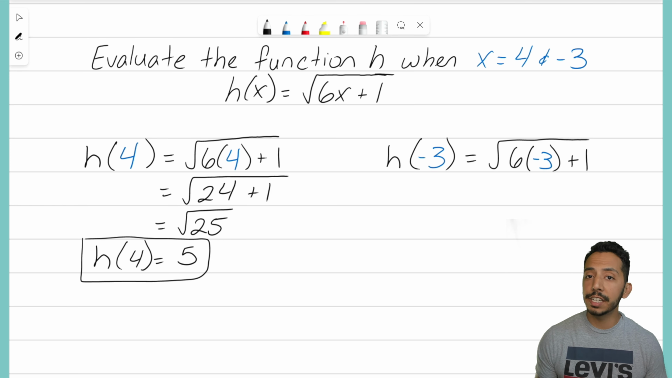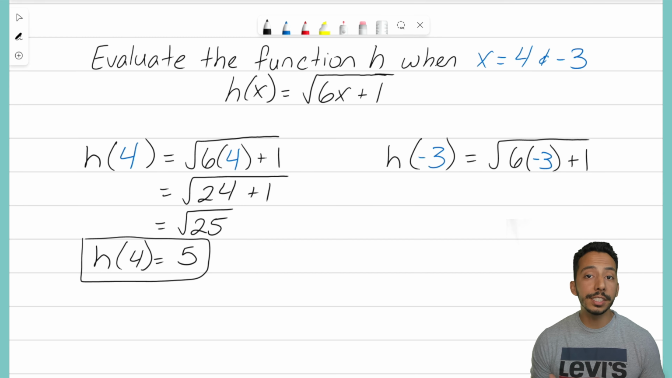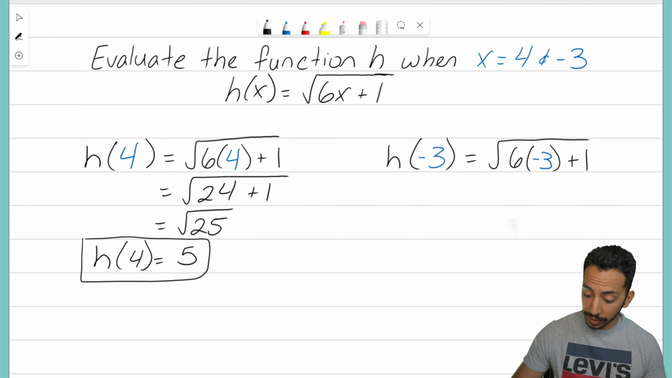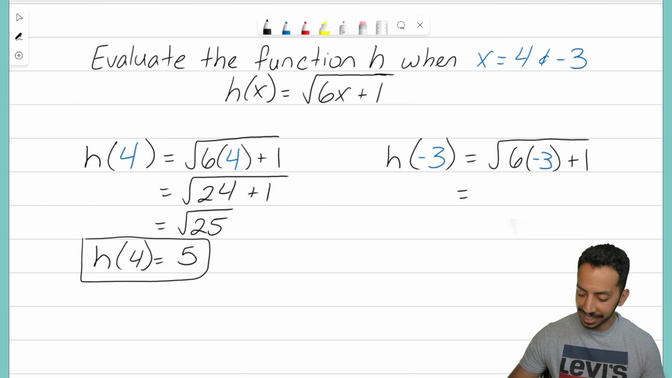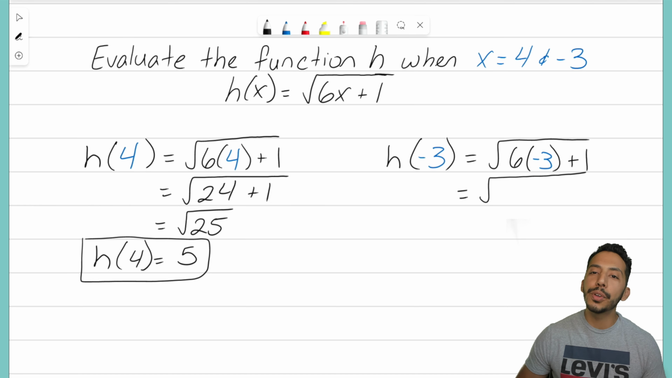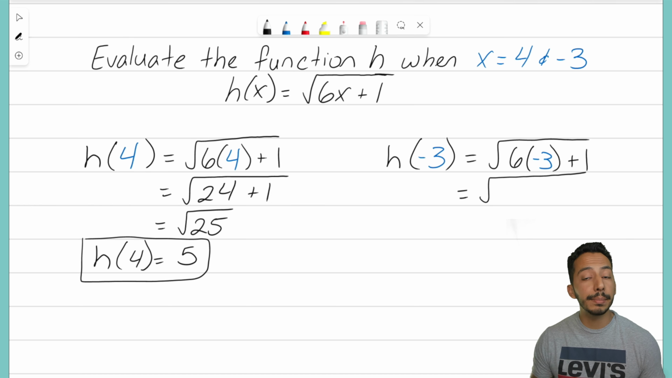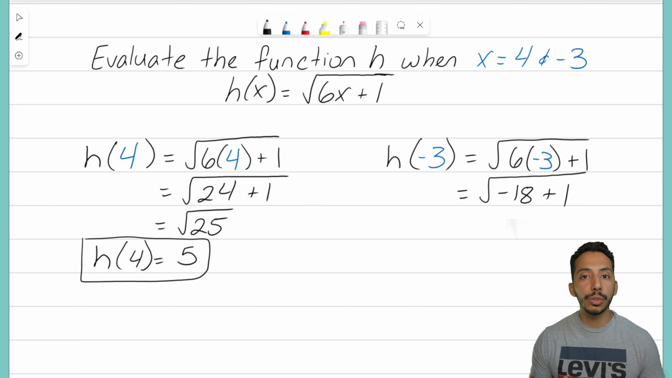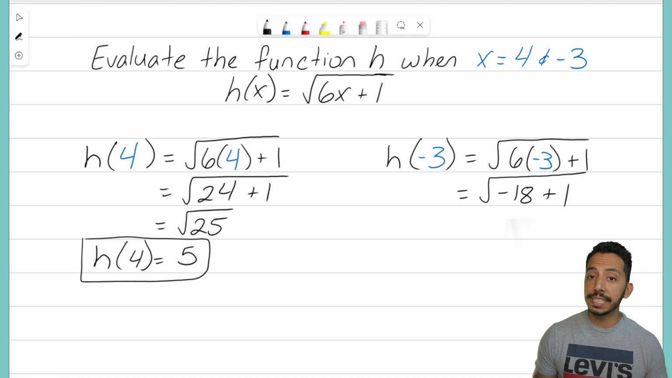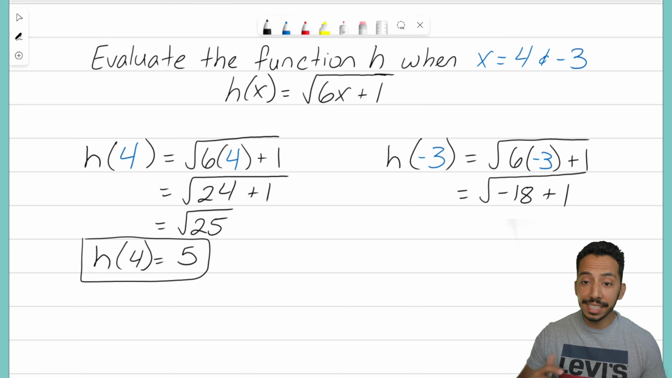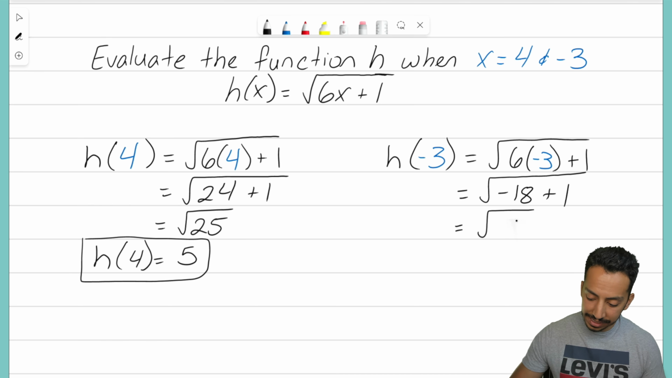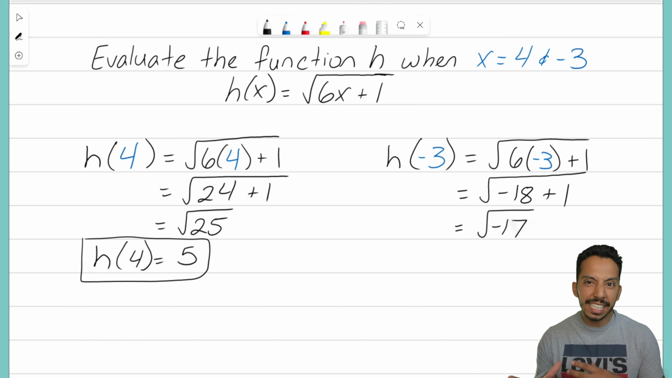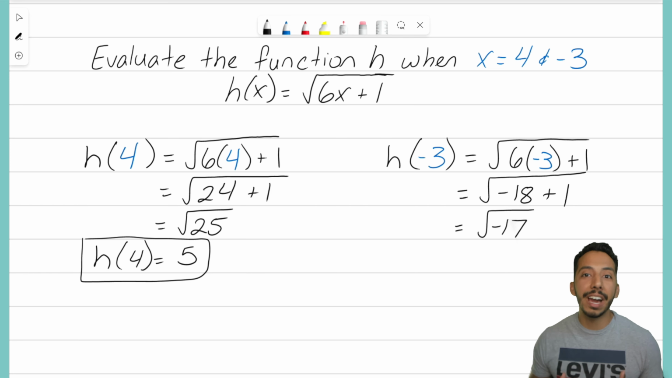Our input is negative 3. We want to know what our output is going to be. So let's simplify that right side. I still have my square root symbol there. Inside I have 6 times negative 3. That will give us negative 18 plus 1 still underneath that radical. Let's simplify. Negative 18 plus 1. I think that's going to give us negative 17. If you get tripped up over negatives and adding numbers, use a calculator for that, right? It's always going to be helpful.